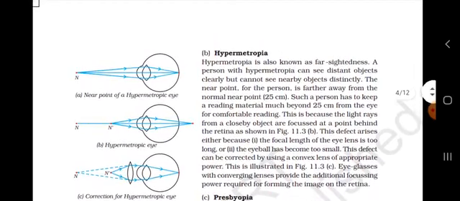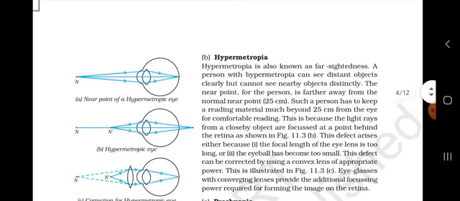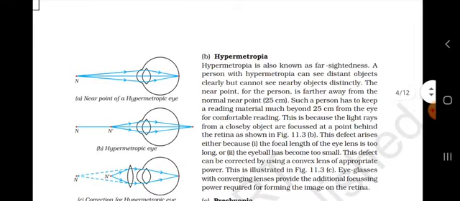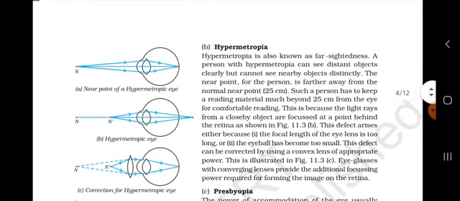So students, another name for hypermetropia is farsightedness. So what happens over here? Hypermetropia is also known as farsightedness because we can see distant objects clearly but cannot see nearby objects clearly.